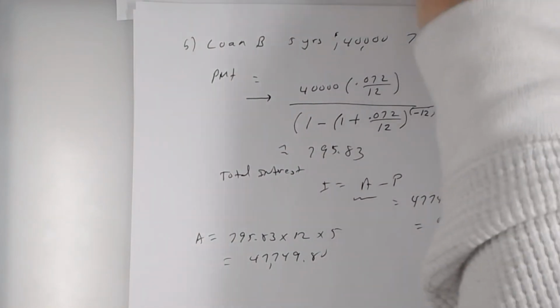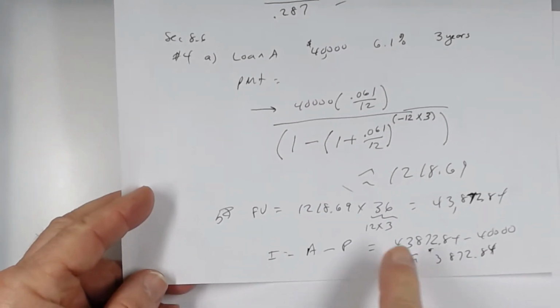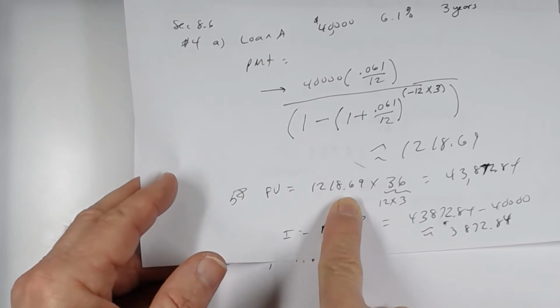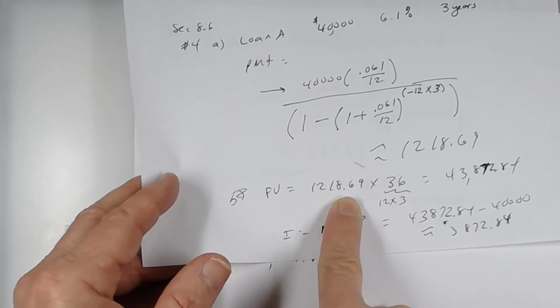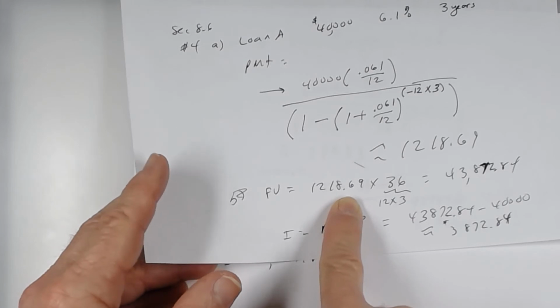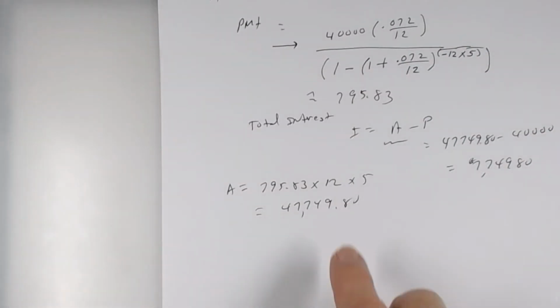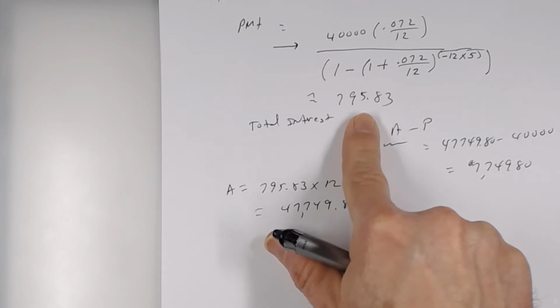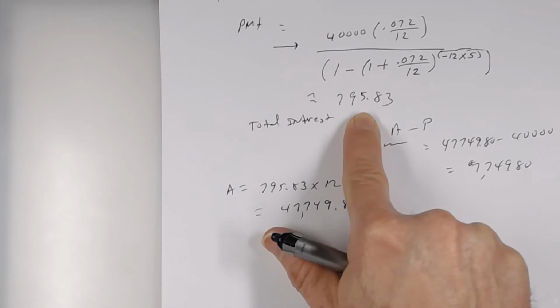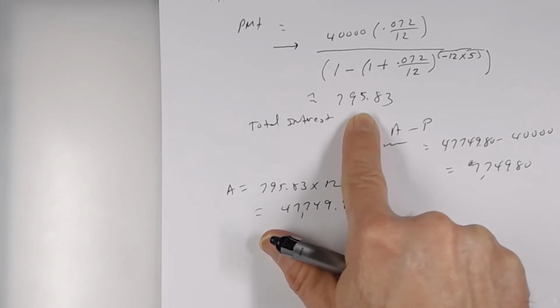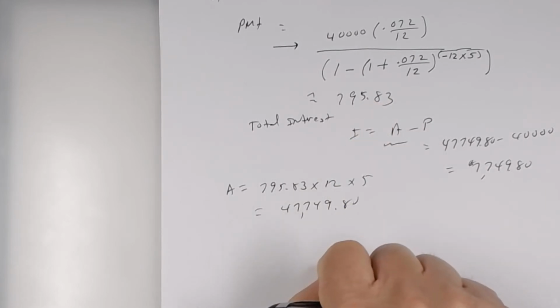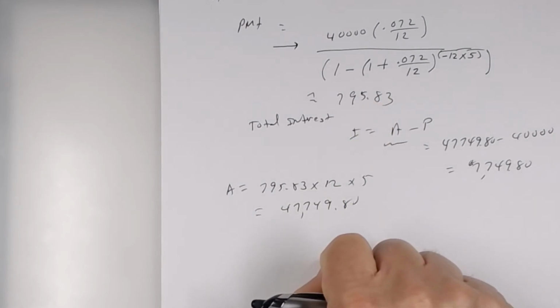But notice that for loan A, my monthly payment was $1,218.69, right? But that was for how many years? 3. For 5 years, it was only $795.83. So you may say, well, I can afford that. But the issue becomes what though? What is the disadvantage to doing the 5 years?